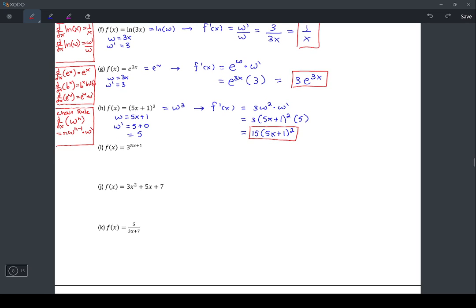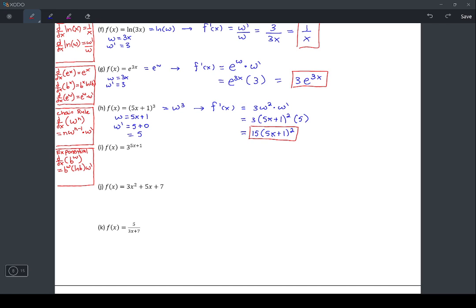Okay, next question. This is not a polynomial, this is an exponential function. So exponential derivative rule. d by dx of b to the w. We didn't have this one yet. It's like a combination of two of the exponential derivative rules in red above. Derivative of b to the power w is b to the w times the ln of b times w prime.